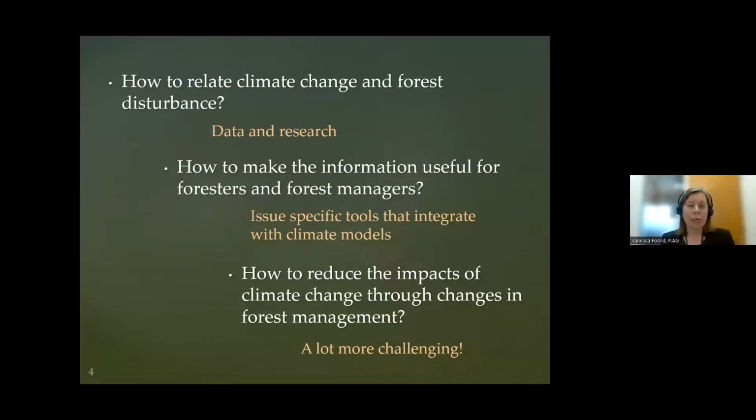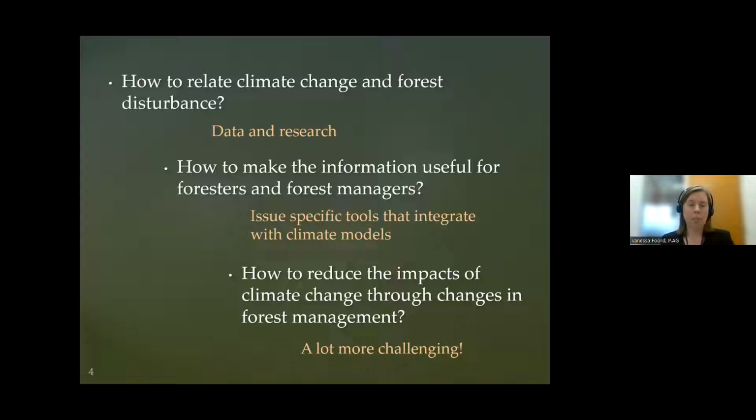So how do we relate climate change and forest disturbance? So we need a lot of data and research. I'm lucky enough to work in a pretty good government research program. We just celebrated 100 years of forestry research in British Columbia last year, which is pretty cool. So we have a lot of data and research to understand these things.